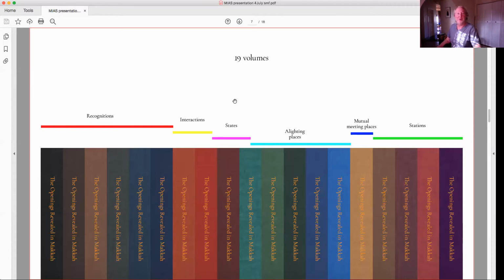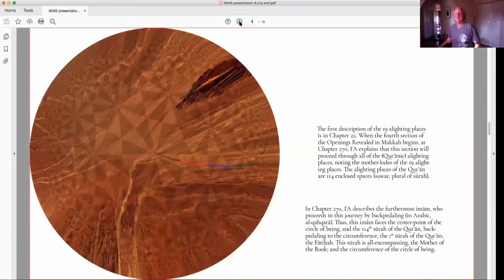And another correspondence, more contemporary, is the 19 volumes coming out. It happened that when I was looking at the projection of how many pages we're going to have for the translation of The Openings Revealed in Mecca, it really came out to 19. So we have a nice contemporary correspondence here.